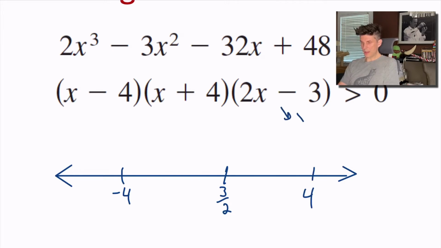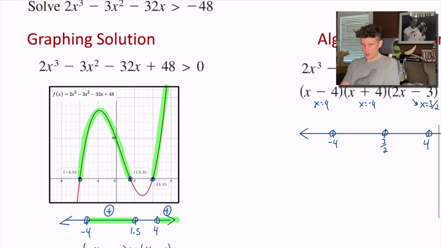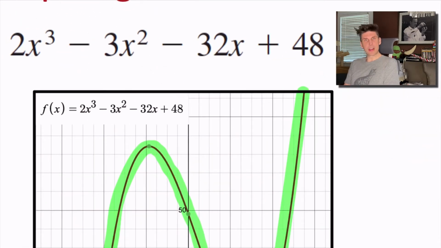So this is x equals 3/2, x equals -4, and x equals 4. That's where we are getting our zeros. Open circles on the number line just to remind us that we're looking for a strict inequality. We only want to know when it's positive. So if you notice, when I graph this in Desmos, I actually call the function f of x, right? So I want to know, when is f of x greater than 0?